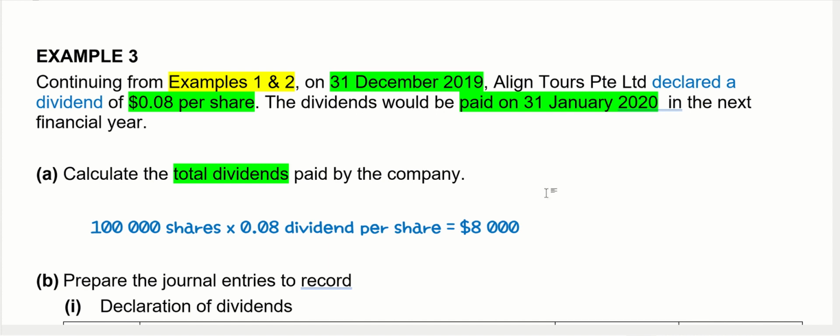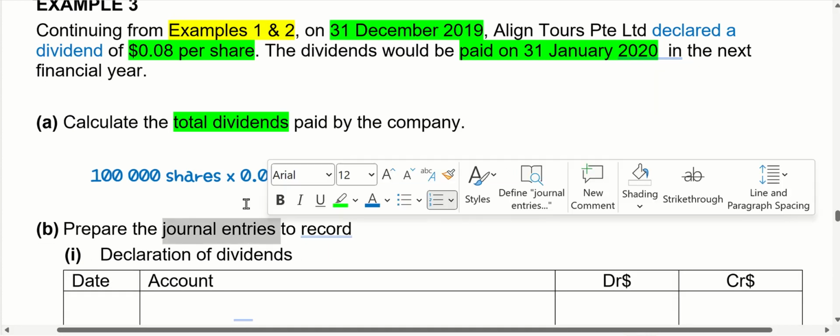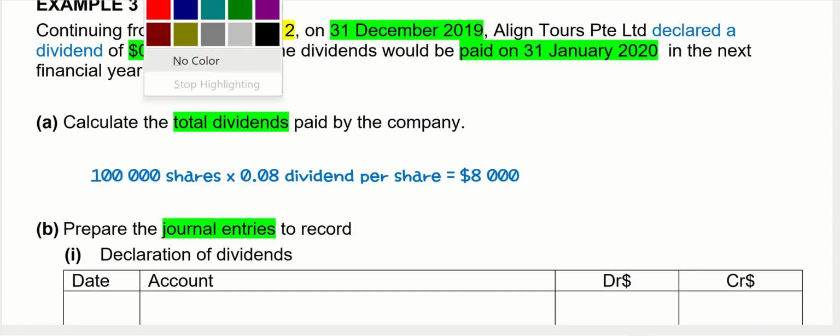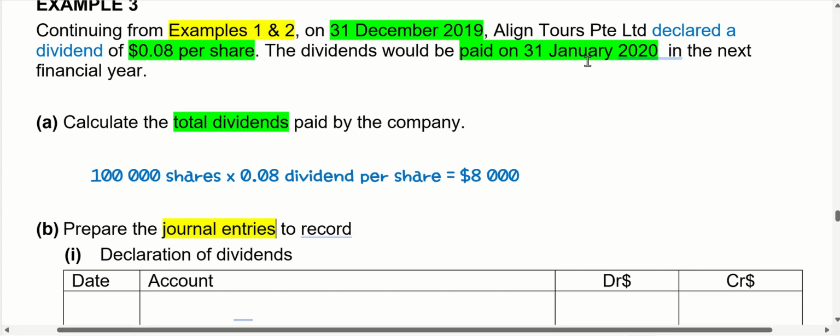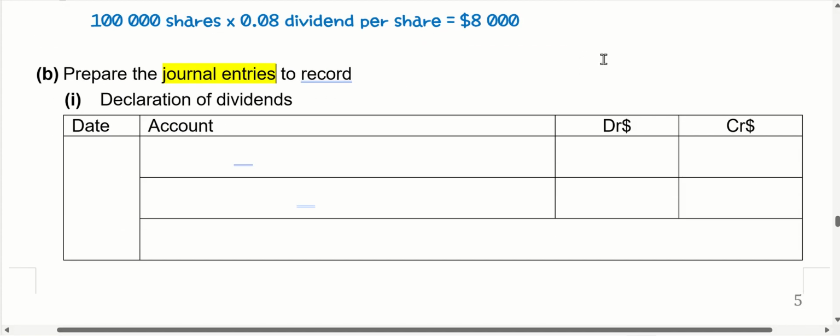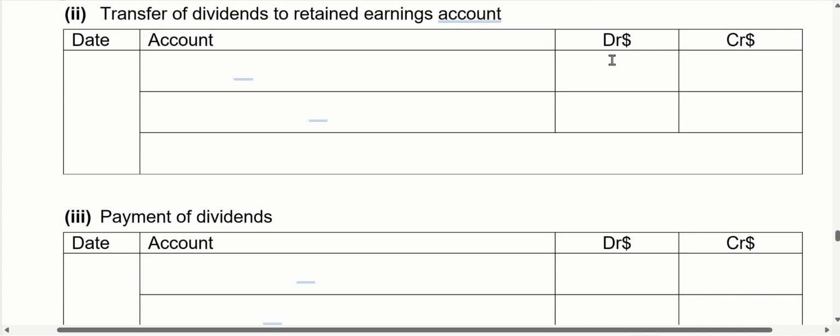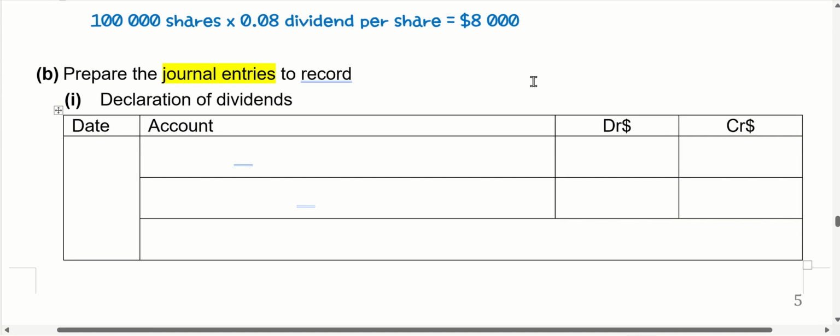Moving on, you are going to prepare the journal entries to record a few things. You're going to prepare the journal entries to record the declaration of dividends, transfer of dividend accounts to retained earnings accounts, and the payment of dividends. So let's start with declaration. This is when you tell everybody, I am going to pay you.